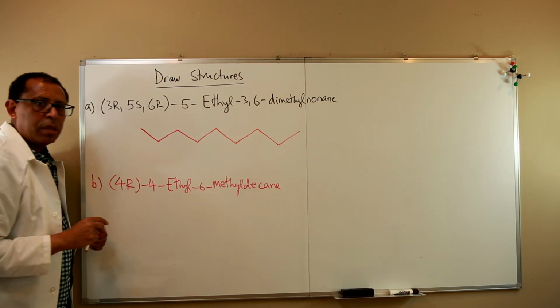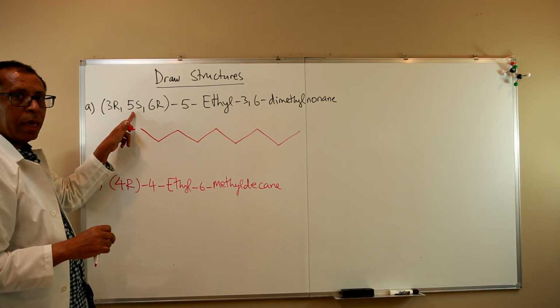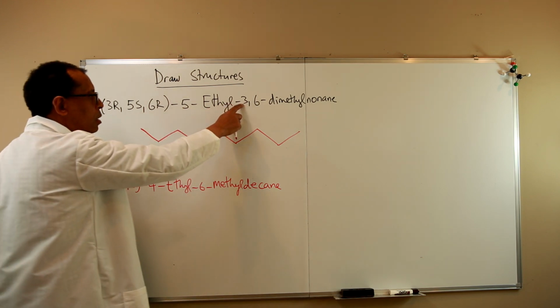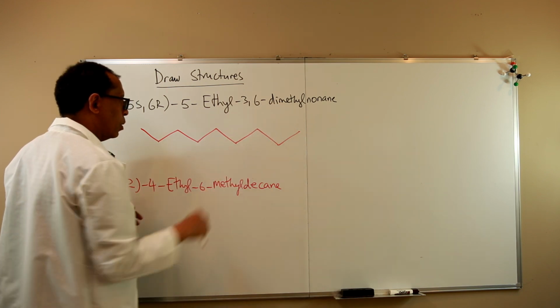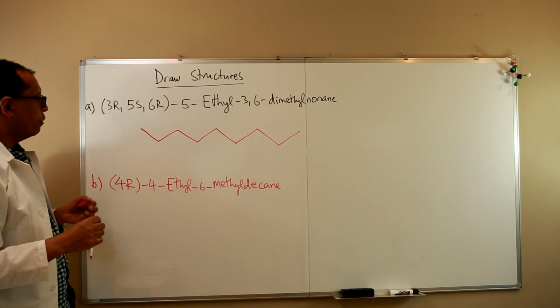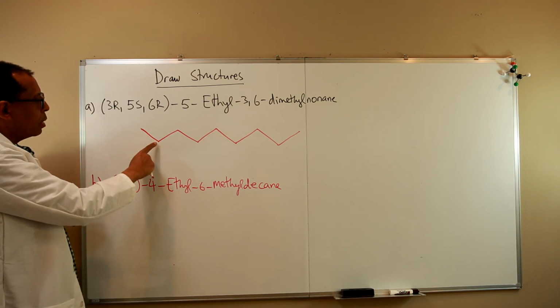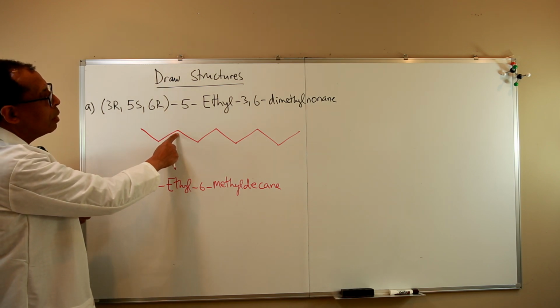So the question is to draw the structure for 3R, 5S, 6R, at 5 position ethyl, at 3 position and 6 position 2 methyl groups, the dimethyl. So this is very easy. So let me start from here. Carbon number 1, carbon number 2, carbon number 3 is a methyl group.